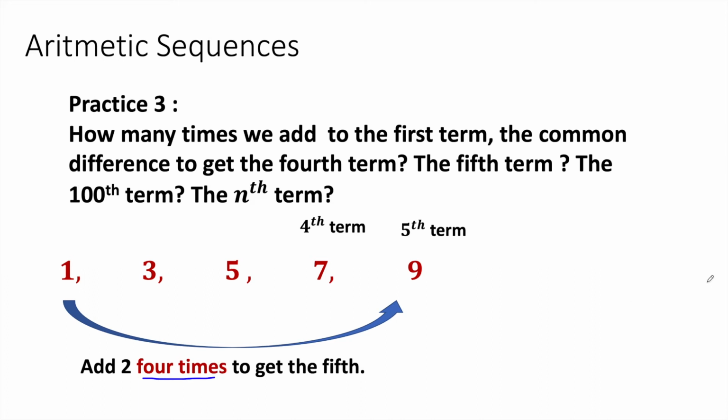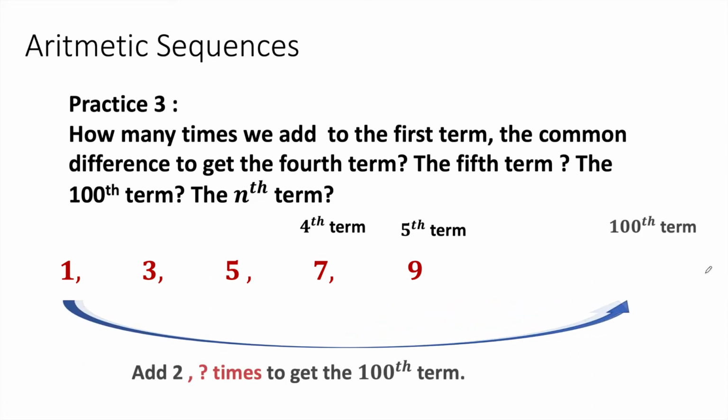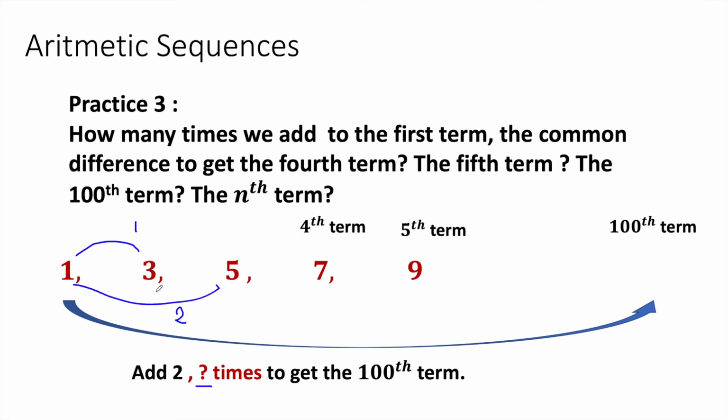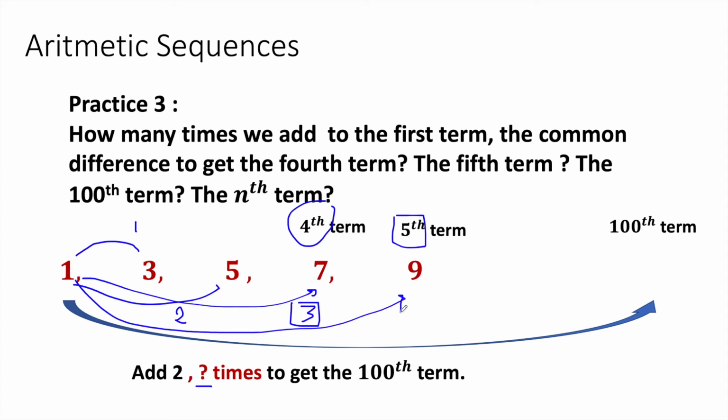Now we go to the next part. How many times do we add 2 to get to the 100th term? Look at the pattern. To get to the second term, we add one 2. To get to the third, we add two 2s. To get to the fourth, we add three. To get to the fifth, we have to add 4 times 2.